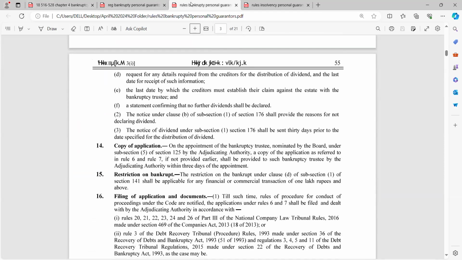Rule 40 says, on the appointment of the bankruptcy trustee nominated by the board, a copy of the application as referred to in Rule 6 or 7, if not provided earlier, shall be provided to such bankruptcy trustee by the adjudicating authority within 3 days of the appointment. Suppose his name was given, then the copy must have been given to him already. But if he was appointed by the adjudicating authority, then the copy will be provided to him within 3 days of the appointment.